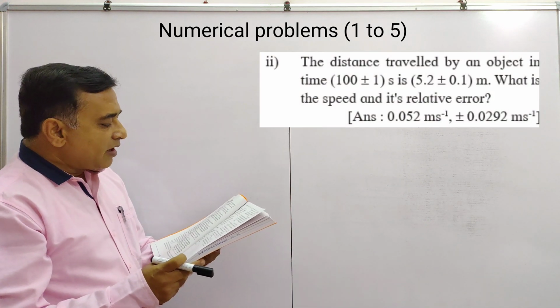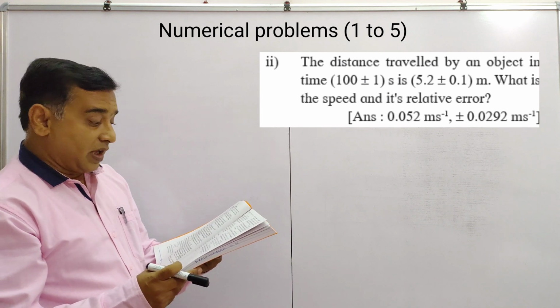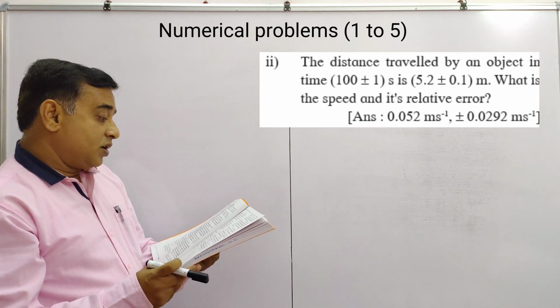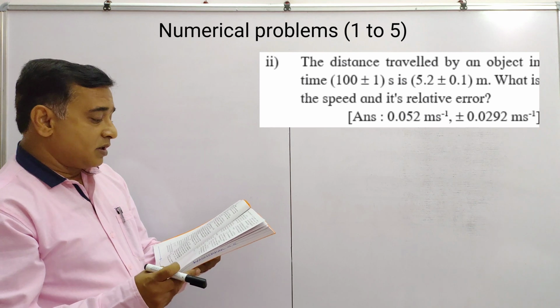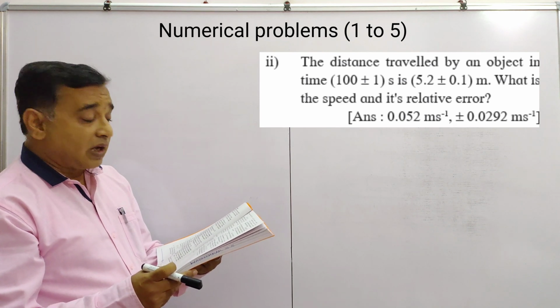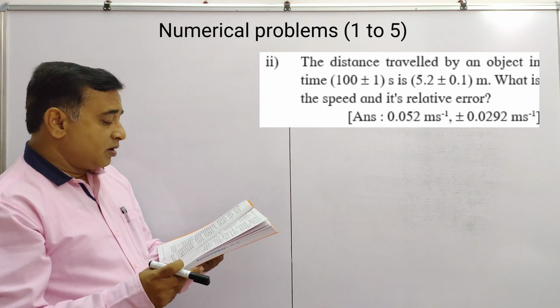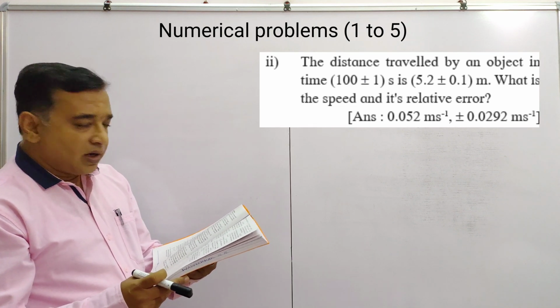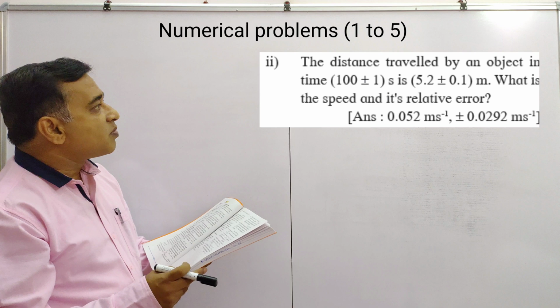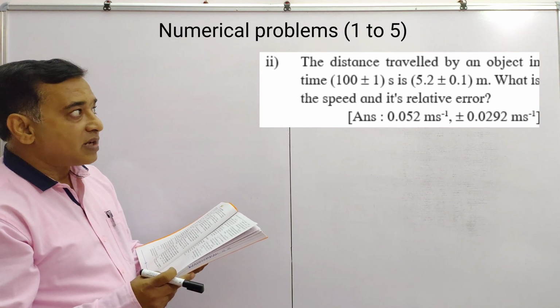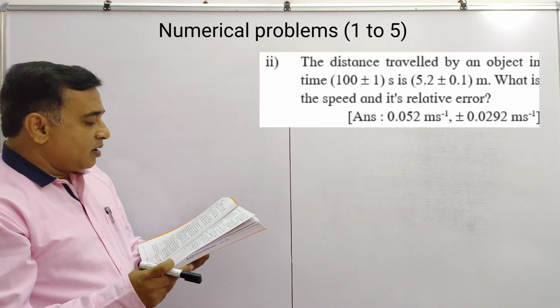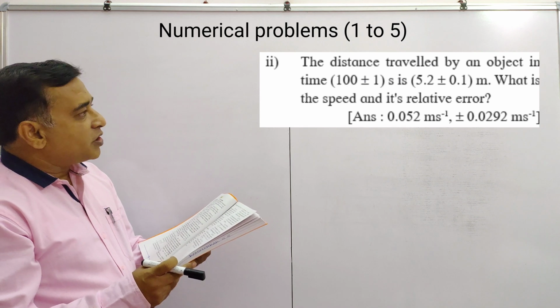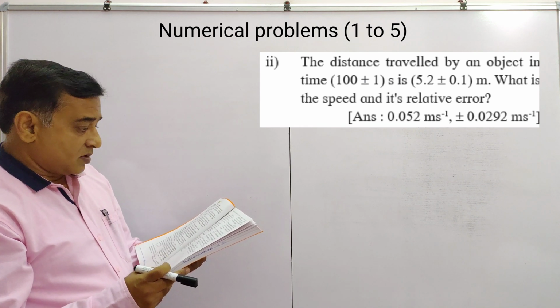The distance traveled by an object in time is given. So, distance traveled by an object in time means the distance and time are given. How is it given? We will decide it with the help of its units. Here, in the first bracket, 100 plus or minus 1 second means it is time. 5.2 plus or minus 0.1 meter means it is a distance.